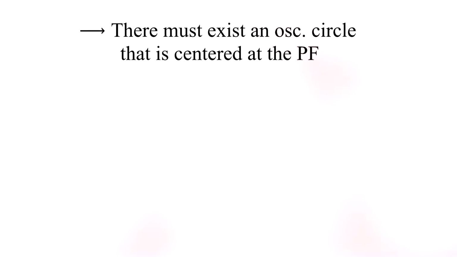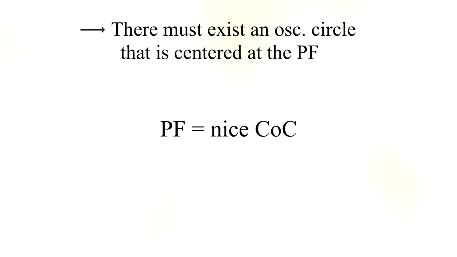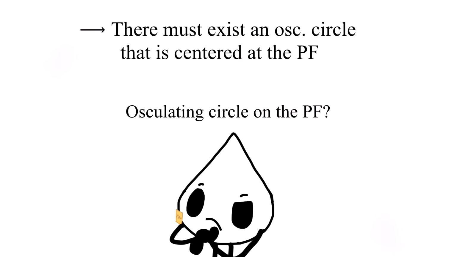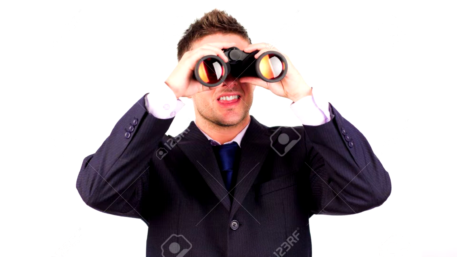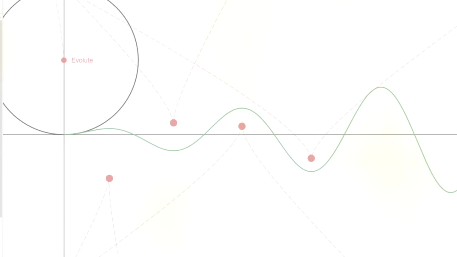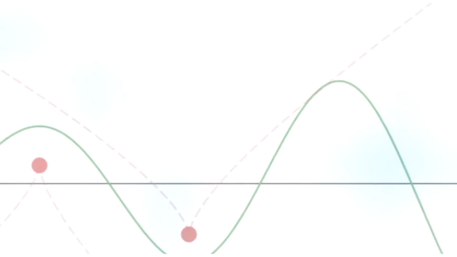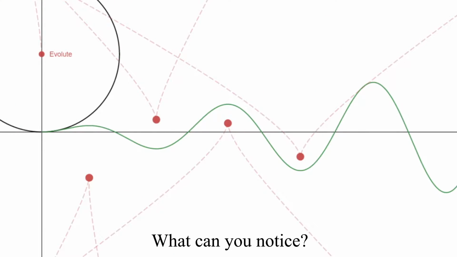And hey, if the PF is a special kind of COC, what is so special about an osculating circle on the PF? Well, let's visualize that. Watch what happens when the circle skates along the evolute and approaches the peak. What can you notice?